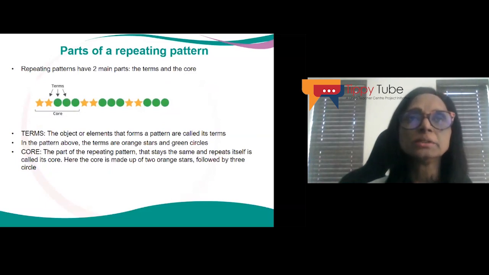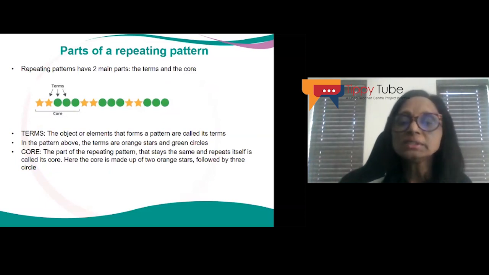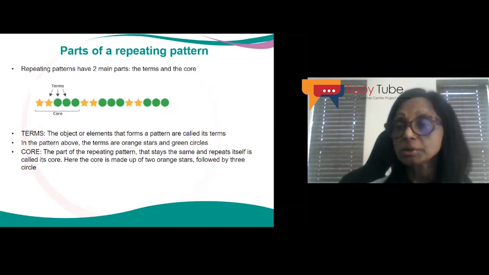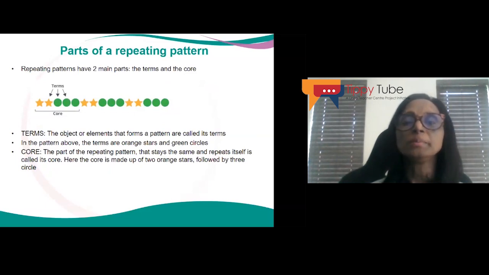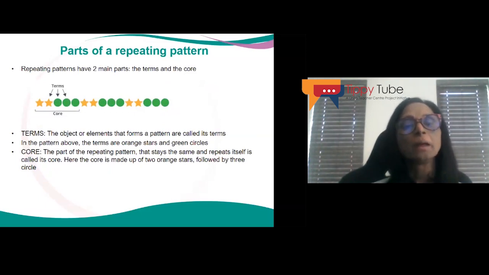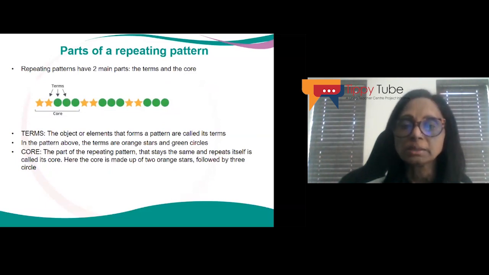Now, let us look at the different parts of a pattern. This is important, students, because you need to know concepts such as core, element, structure, and so forth. Repeating patterns have two main parts, the terms and the core. The word term and the word core, it's important for you to know. Now, what are terms? Terms refer to the objects or elements that form a pattern.